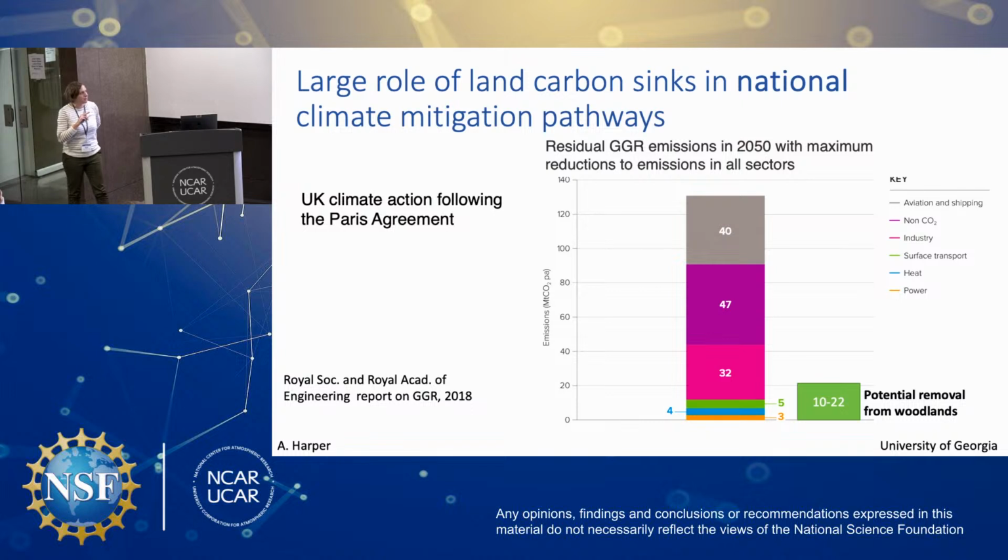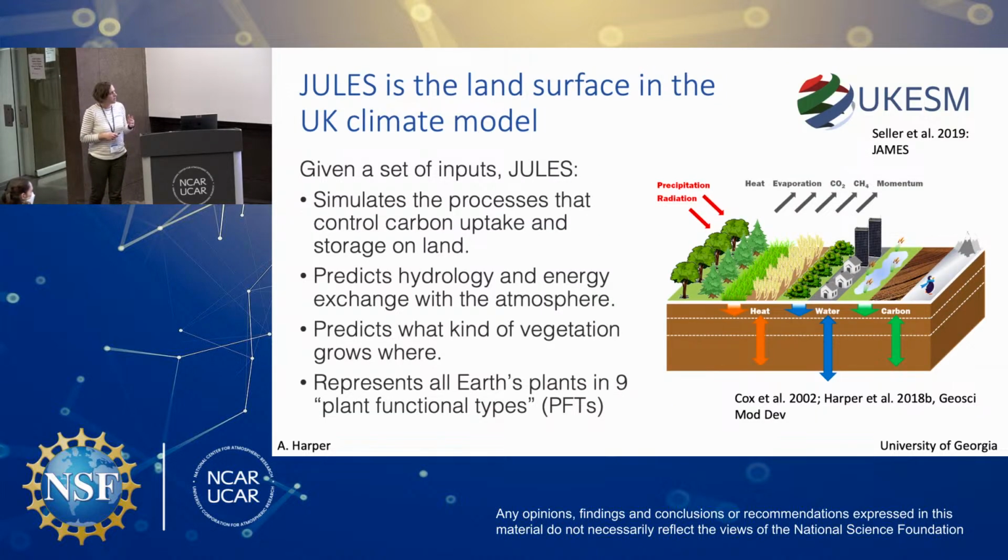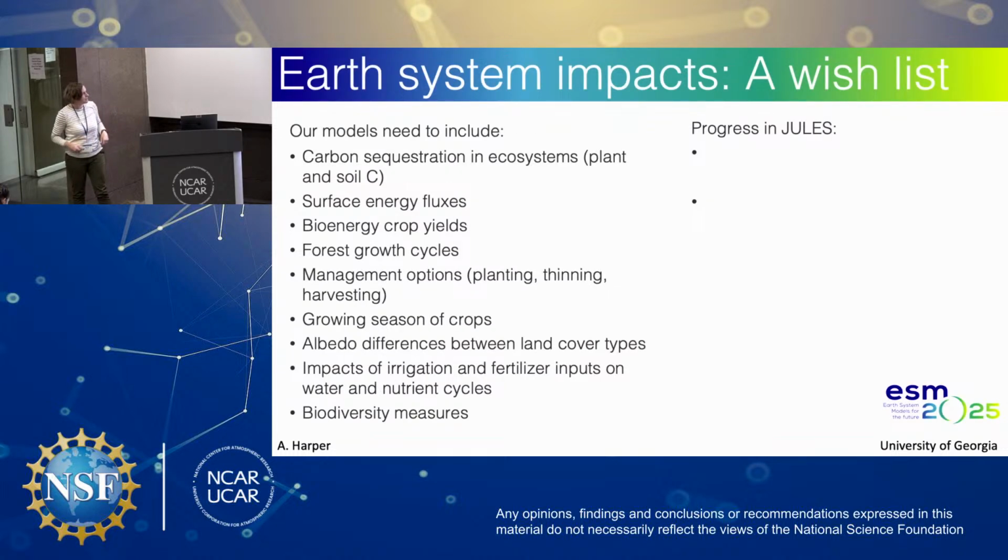So we need to think about how Earth system models can maybe help us answer some of these questions. And the model that, as I mentioned, I use is called JULES. I won't go through all this because if you're familiar with CLM, it's really similar stuff. It does a lot of the same things. But here's my wish list. So these are things that I think we need to be able to represent in models.